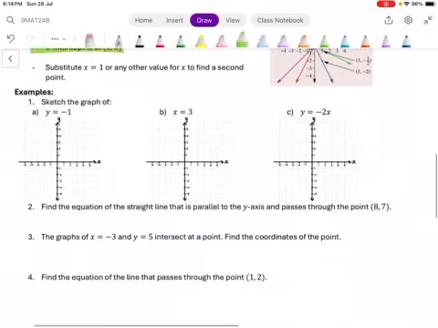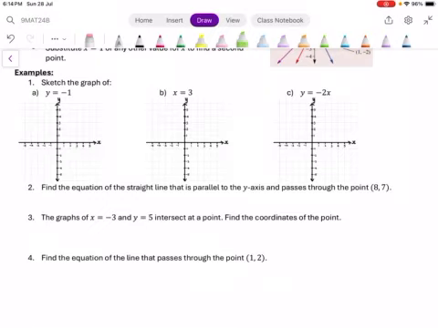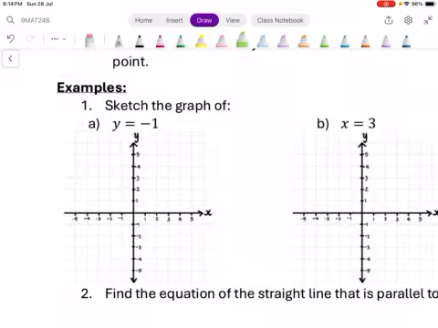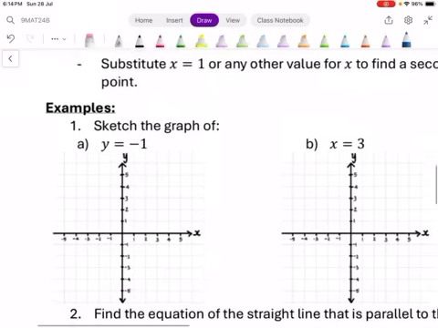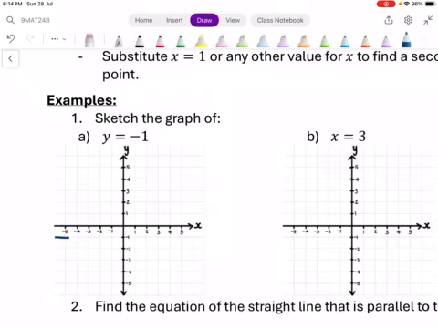Okay, let's have a little look at our examples. So we want to sketch the graph of, for A, y equals -1. Now this is where you need to make sure you're using a ruler, and what we are doing is drawing a straight line through the point y equals -1. We want to make sure we have arrows on both ends, and we include our label of our graph, y equals -1. Please make sure that you are using a ruler to do this.